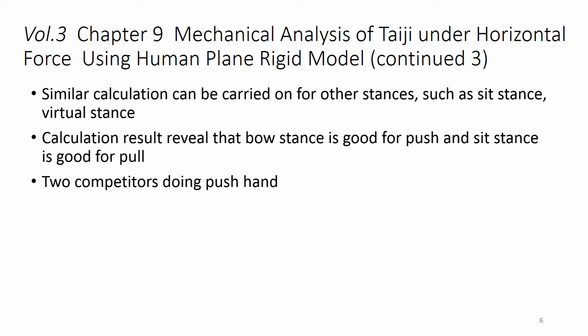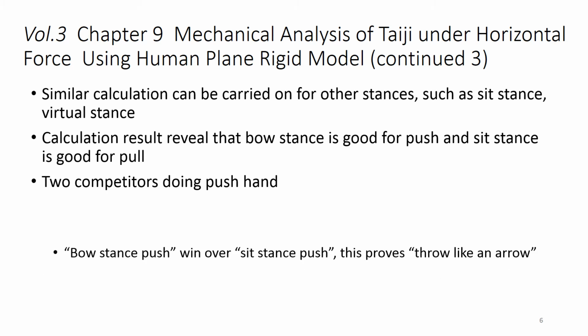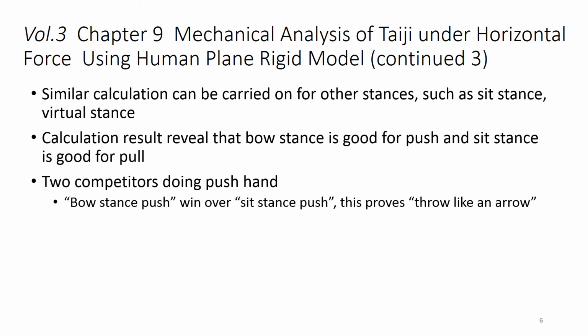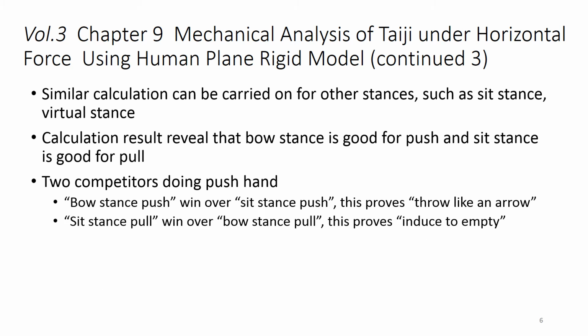Two competitors doing push hand. Bow stance push win over sit stance push. This proves throw like an arrow. Sit stance pull win over bow stance pull. This proves induced empty.